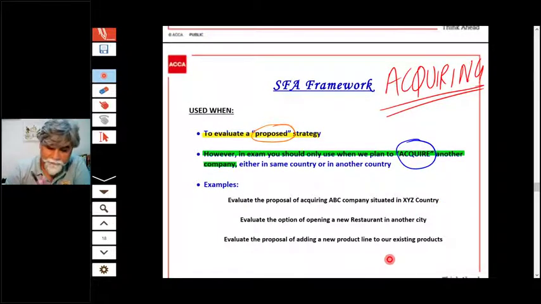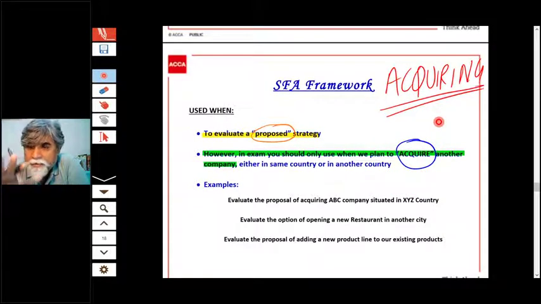Okay, that's the first thing. When do we use SFA? Only in one circumstance for exam purposes, and that's a question on acquisition. Now the acquisition can be in the same city. I'm acquiring a company or a hotel or a restaurant in the same city. It could be a hotel in another city of the same country, or it could be a hotel in another country altogether. Doesn't really matter. It's acquisition, same city, same country, another country.